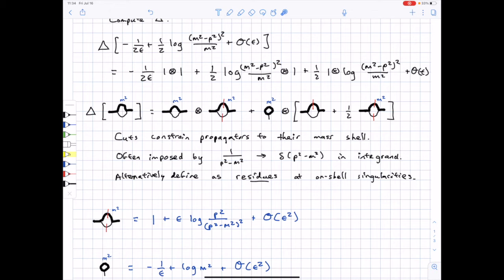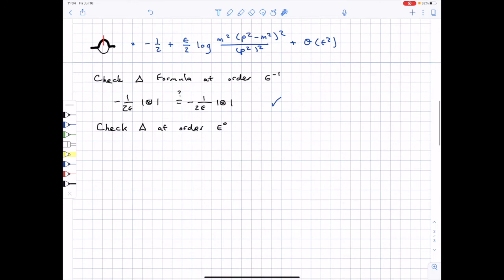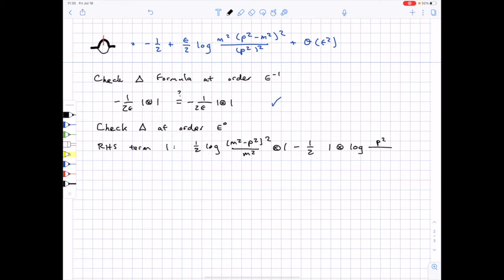We have exactly these two terms, and if we write them down, so right-hand side term 1 is 1/2 log m squared minus p squared squared over m squared tensor 1 minus 1/2 times 1 tensor log p squared over p squared minus m squared squared.